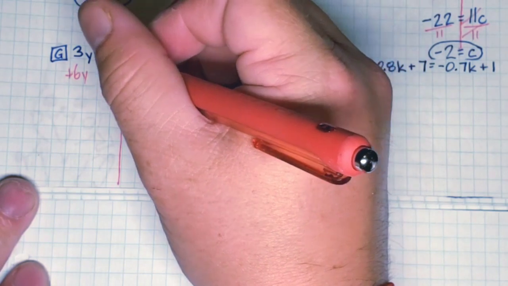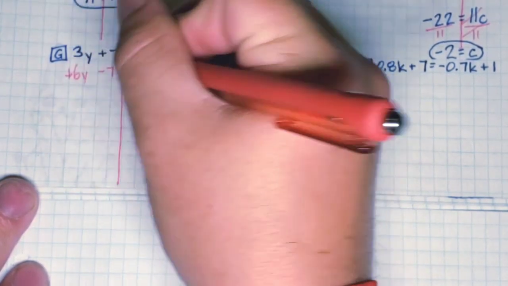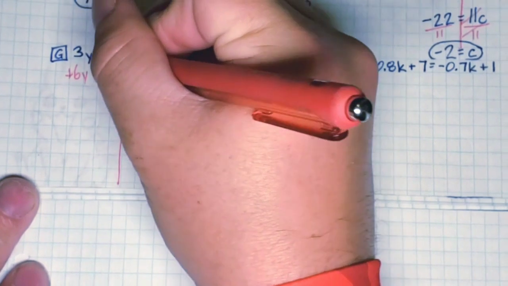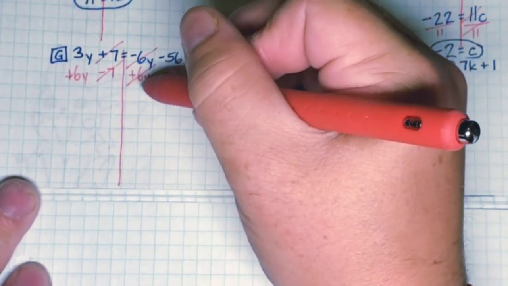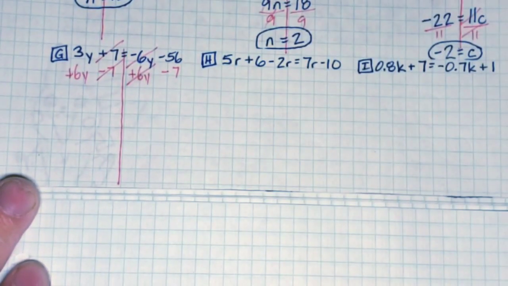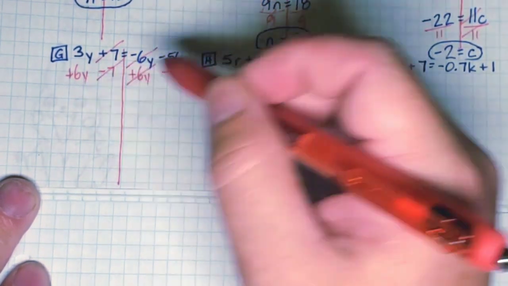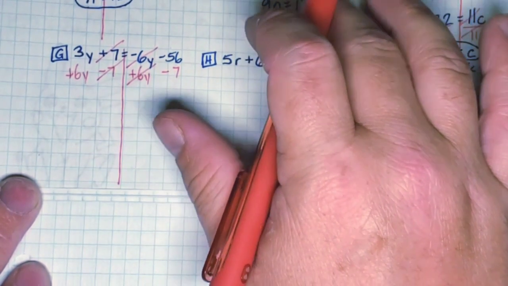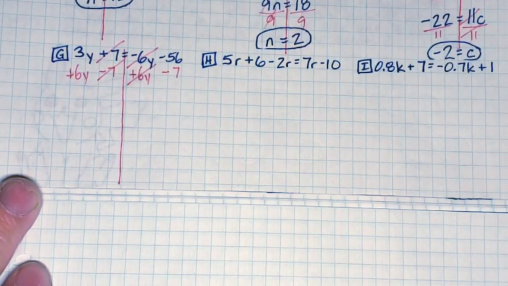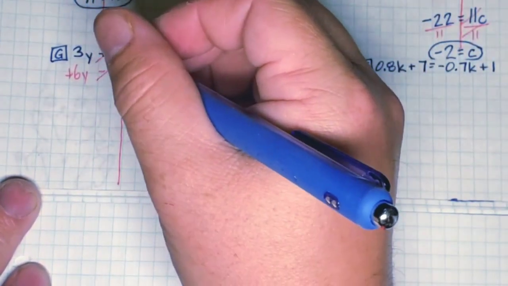So how do you get rid of plus 7? You subtract 7. All right, look, I got rid of the variable term from one side and the constant term from the other. If you don't like doing both of those steps at the same time, then don't. Just do what we did up here before. But you can do both of those at the same time.